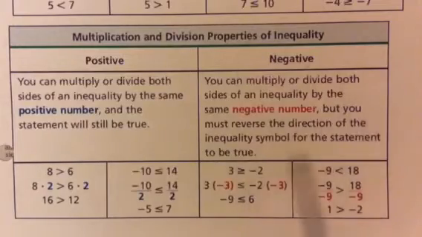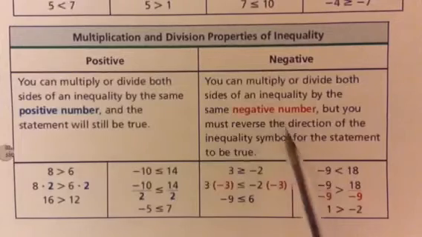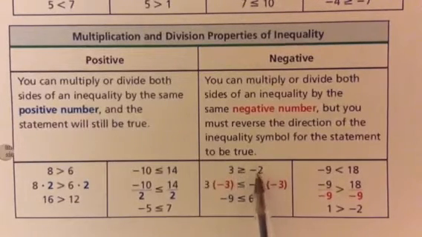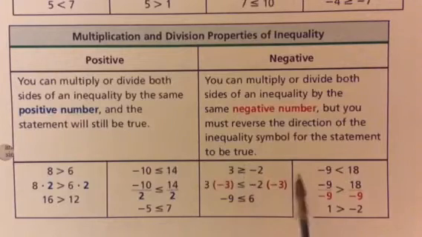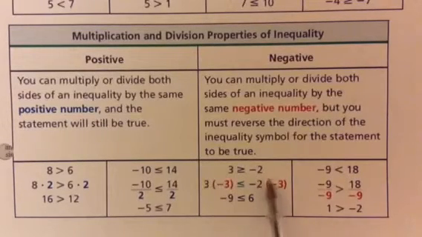But look at the negatives, okay? And this, I'm glad it's in red because I have a little technique I use to help me remember. But let's go through this. If I have 3 is greater than or equal to negative 2, and if I need to multiply both sides of an inequality by negative 3, or any negative number, look what happens. It changes the sign, and I get negative 3 times 3 is negative 9. And over here, negative 3 times that negative 2 is positive 6.